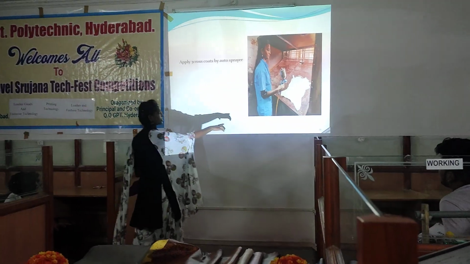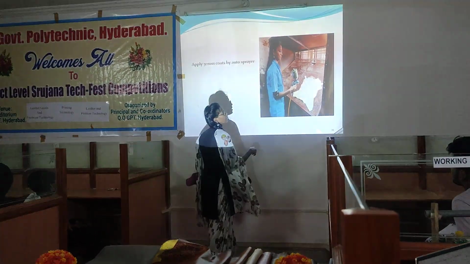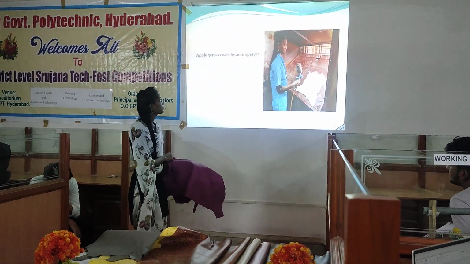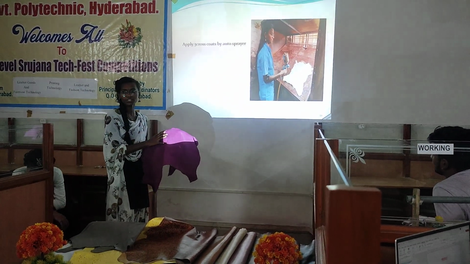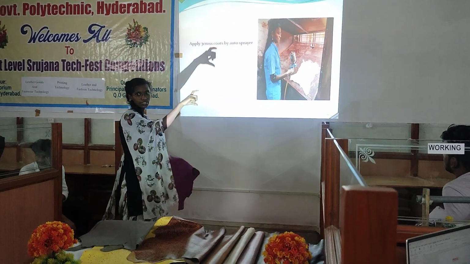And this is the spray gun, automatic spray. We will place the liquid in it, which we have to spray on the leather, and we will spray in the cross direction.